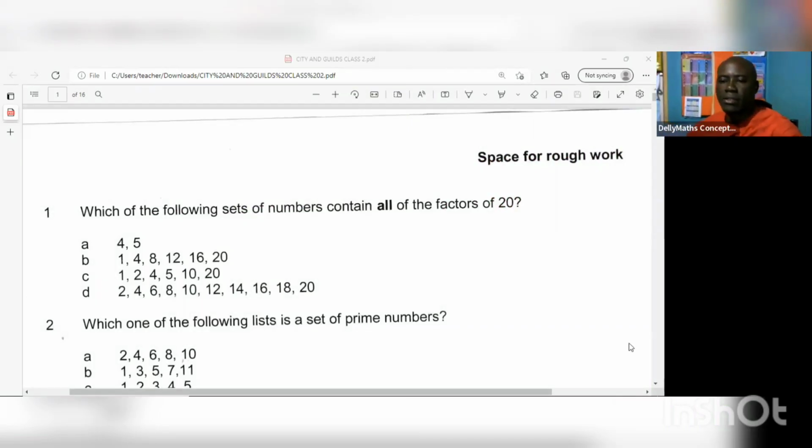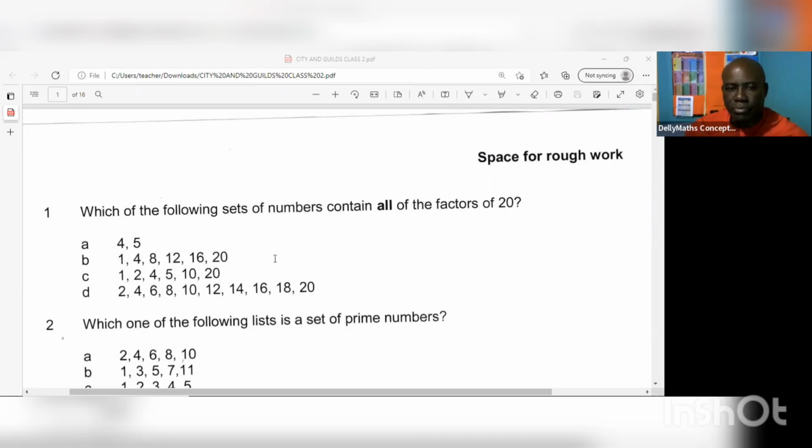What we're looking at today is City Angles Stage 3 exam. This is basically a sample of the exam that will be coming in 2022. So we want to get ourselves ready. Let's see what's going on here.